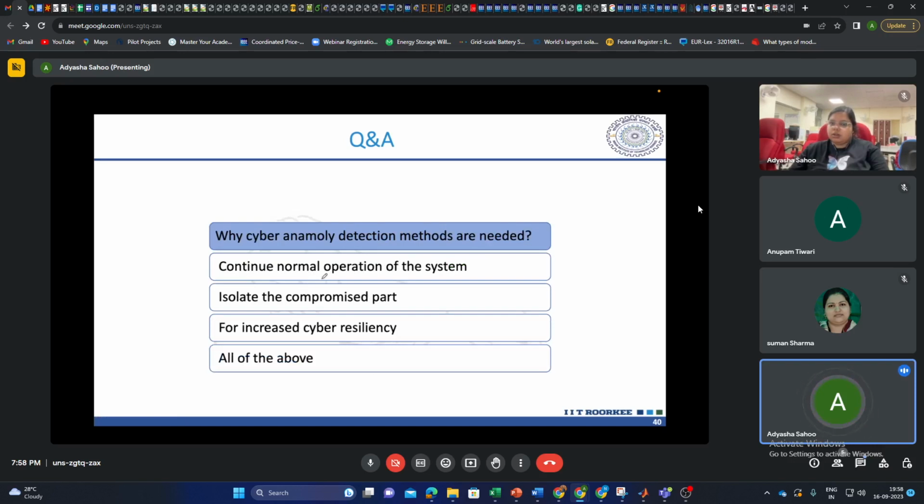Why are cyber anomaly detection methods needed? For continued normal operation of the system, to isolate the faulty or compromised part, for increasing cyber resiliency, or all of the above. So with these detection techniques we get all of these advantages. These will in turn lead to increased cyber resiliency in case an attack has happened. How quickly we can isolate the compromised part and restore service to the healthy, non-attacked part will lead to increased cyber resiliency. So all of the above.